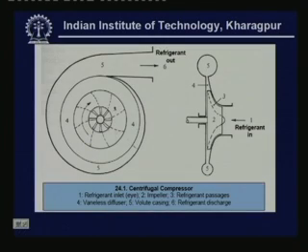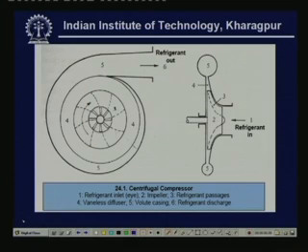Now let me explain the constructional features of a centrifugal compressor. You can see the side view and the front view of a centrifugal compressor. Refrigerant enters like this, and this portion is the refrigerant inlet. This is also known as the eye of the impeller. So refrigerant enters like this and then takes a 90 degree turn and enters into the blade passages of the impeller. These are the impeller blades.